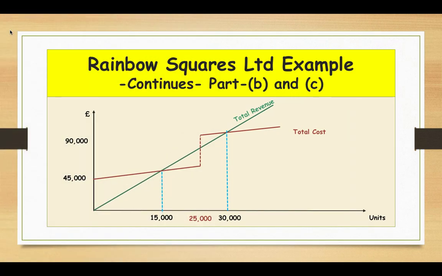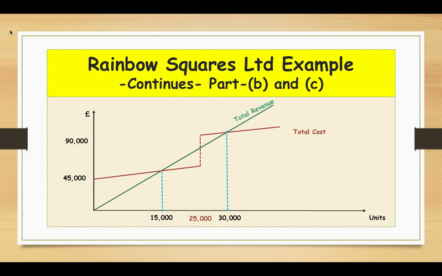Okay, we'll see the graph now, which is our parts B and C. So our x-axis is going to be the number of units and our y-axis is going to be the cost and revenue, that's in money value. So if you look at my green line, that is our total revenue, because the total revenue will always start from zero, because if you sell no units, your total revenue will be zero, and when we sell more units, the revenue will increase. So the green line is our total revenue.